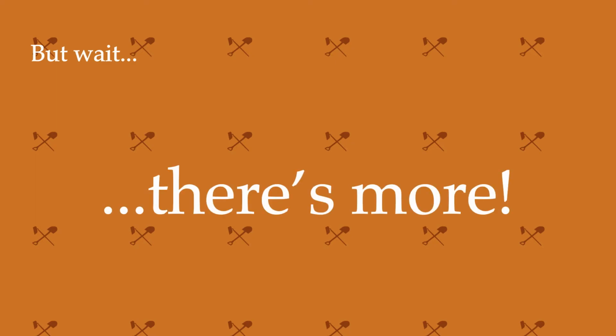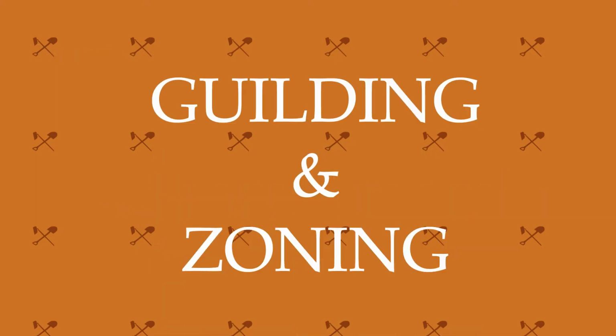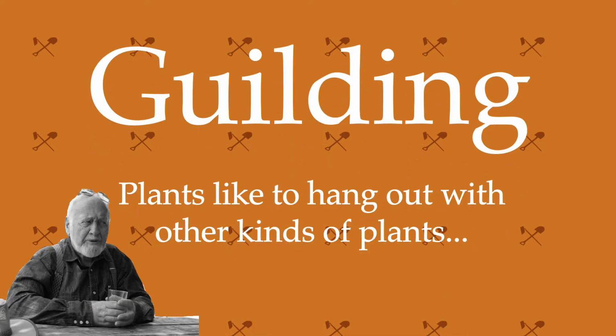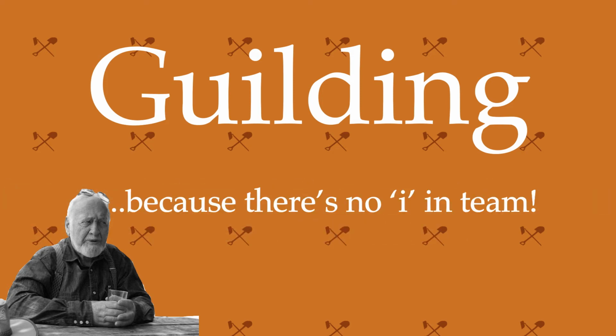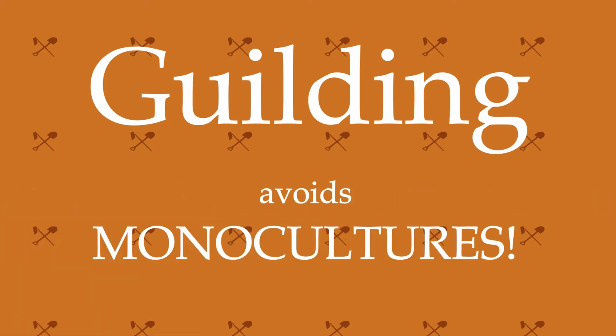After these 12 principles, there are a few other basic practices that need to be understood. The two that I will be talking about are guilding and zoning. Guilding is the grouping of elements or small systems so they can support and operate in relationship to each other in a much bigger system. The aim is to avoid what permaculturalists call the dreaded monoculture.